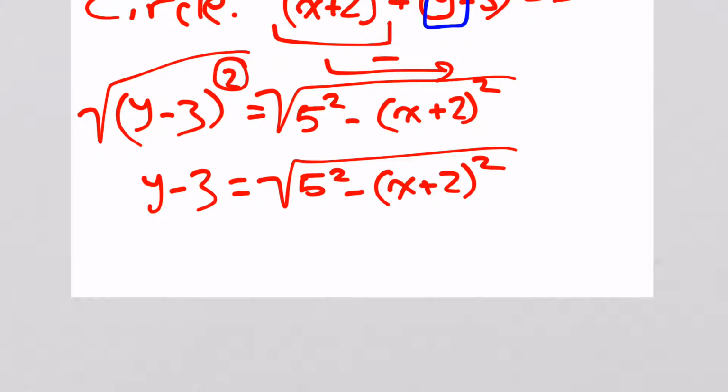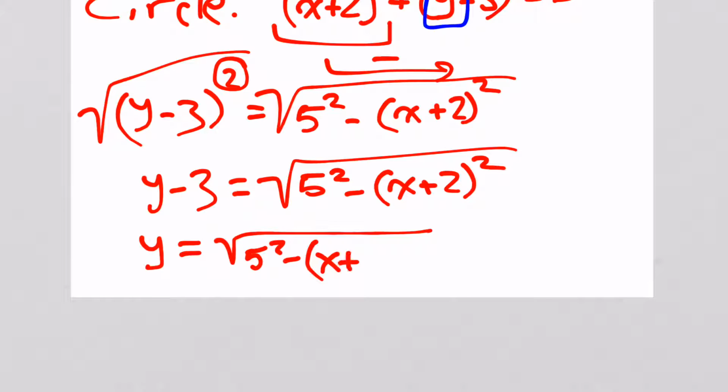So the last step to solve it for y, add that 3 over, so we get y equals that messy square root, 5 squared minus parentheses (x + 2) squared, add that 3, and you have your equation.